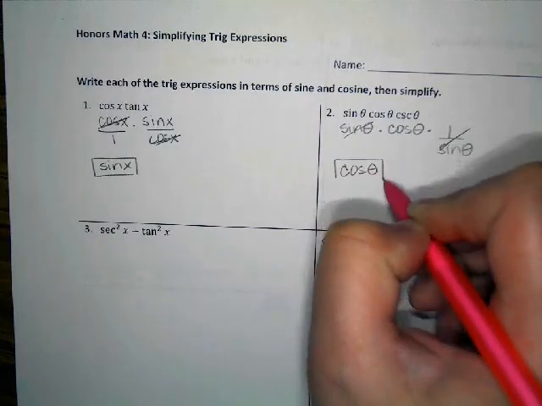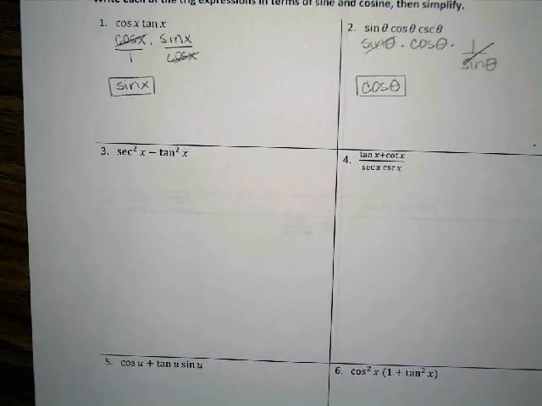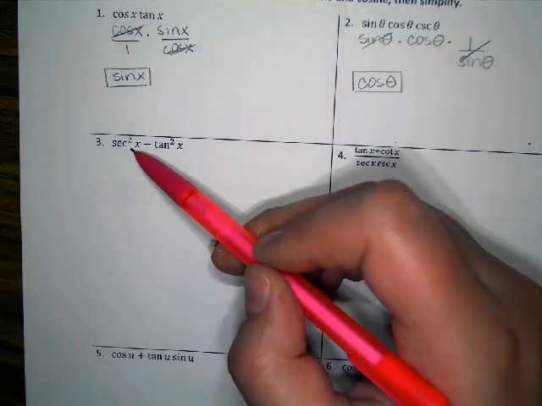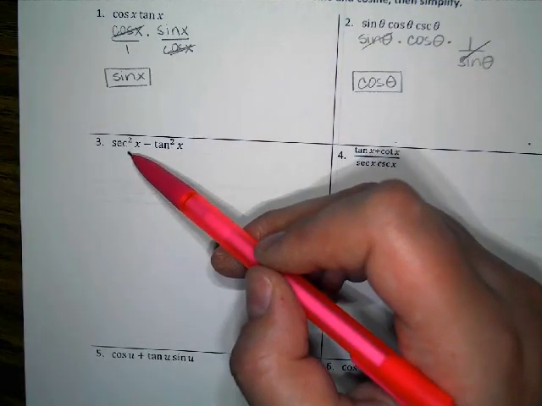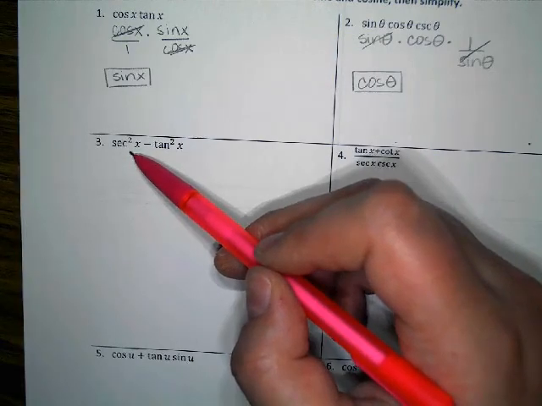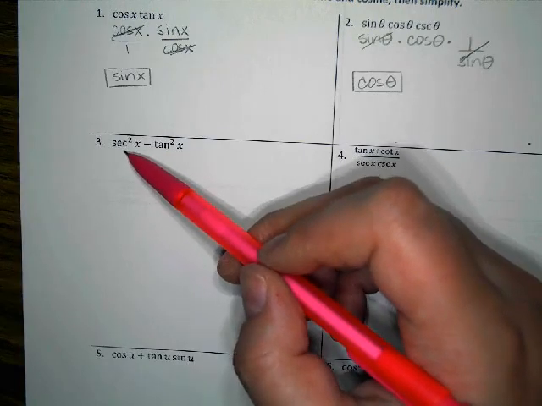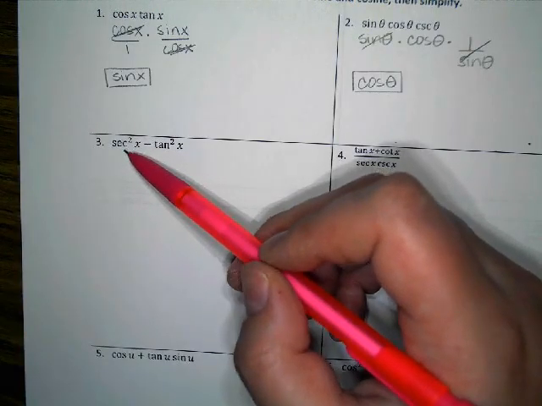How are you guys doing with number 3? How should we rewrite secant squared? We're not using the Pythagorean identities. It's tempting, but we can't use them because the instructions said to use sine and cos. So secant is the same as what? Secant is the same as 1 over cos. So secant squared, 1 over cos squared.